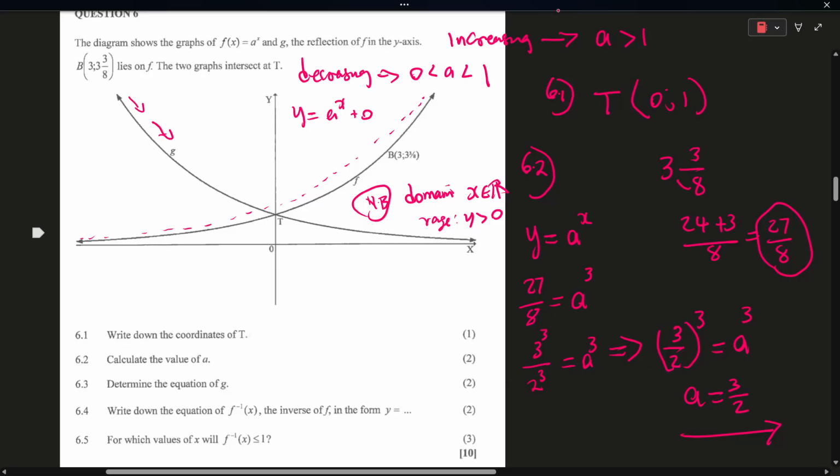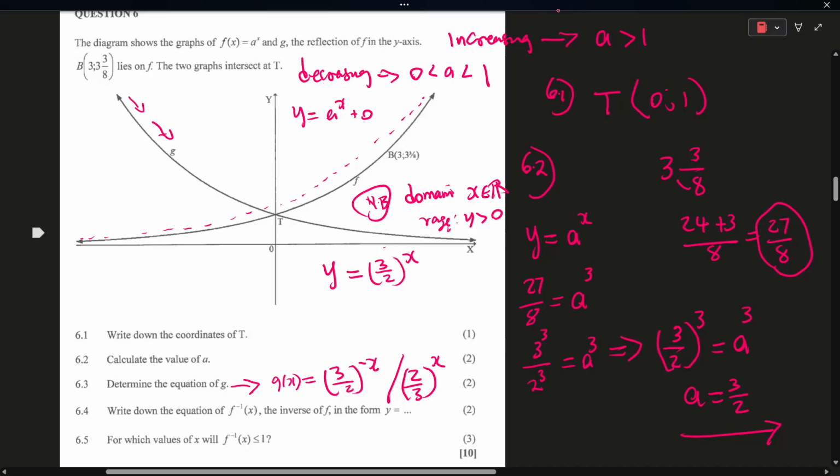All right. Which means that now, reflection about the y-axis, x becomes negative. So in this case, what are we having? We're having a graph, y is equal to 3 over 2 to the power of x. That is the graph of f. What about g? x will become negative. So g of x is equal to 3 over 2 to the power of minus x, or 2 over 3 to the power of x. If you work it out, it will give you that.